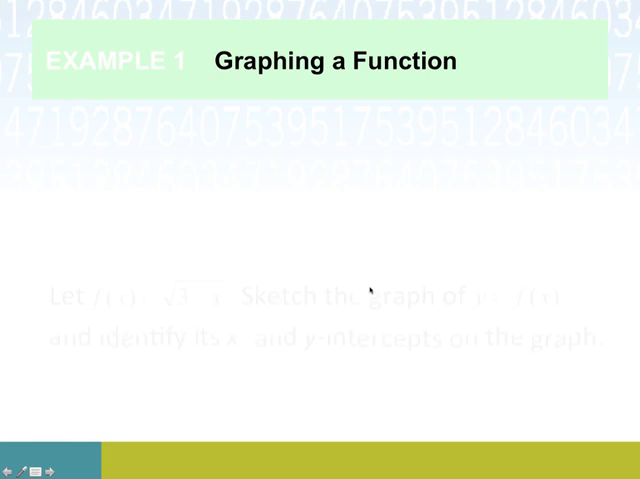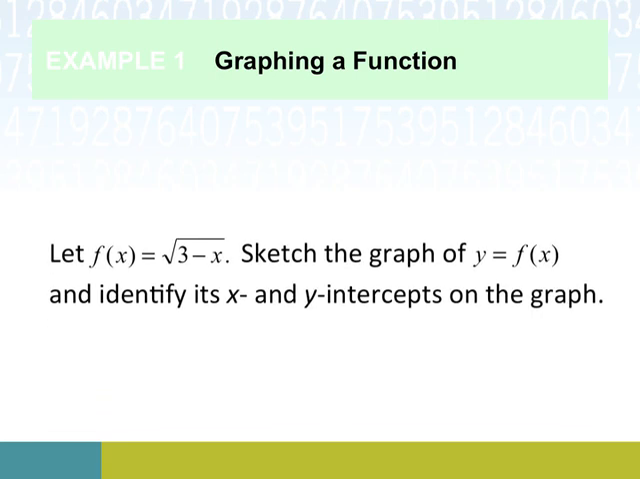So let's try to graph a function given a formula. So we've got f of x. Again, we're sticking to the tried and true, just naming it f for, I guess, lack of creativity. So f of x is the square root of the quantity 3 minus x. Our job is to sketch its graph and identify intercepts.